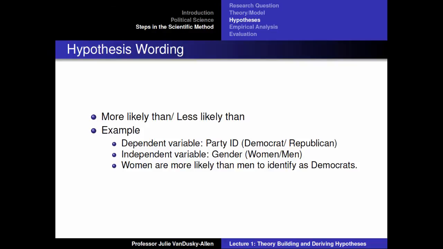Note that this hypothesis identifies how variations in the independent variable, women/men, influences variations in the dependent variable, identifying as Democrats versus Republicans. In addition, we can observe this potential relationship between party identification and gender in the real world. We could conduct a survey where we ask respondents their party identification and their gender, and then determine if women are more likely than men to identify as Democrats.